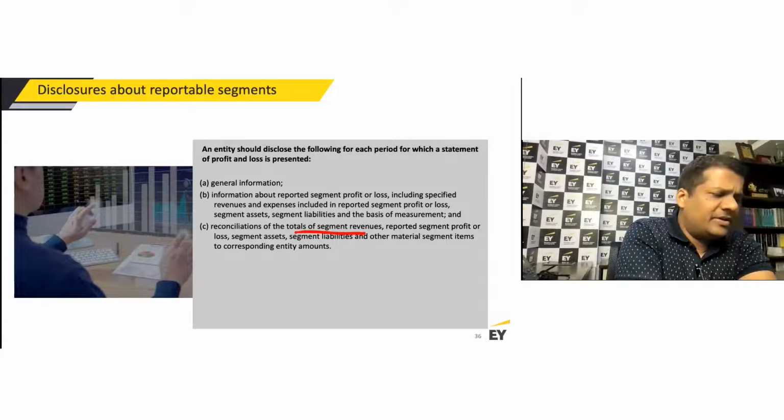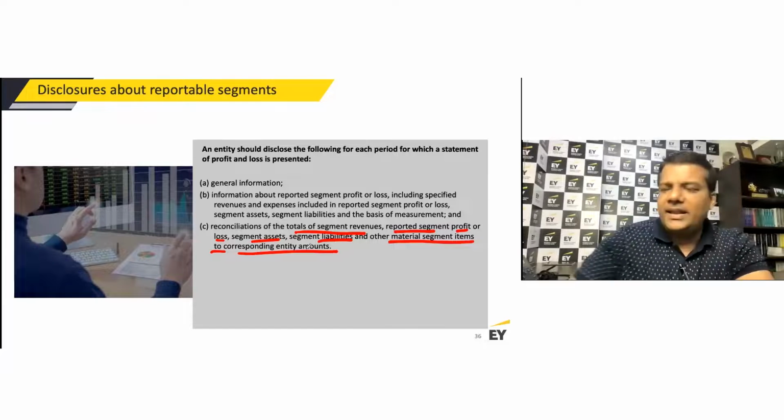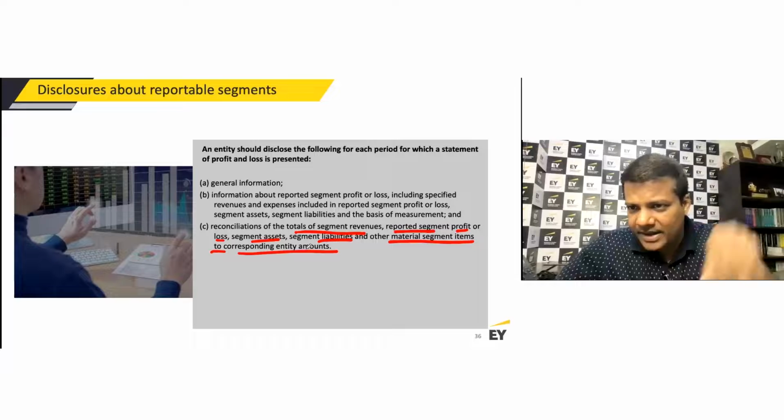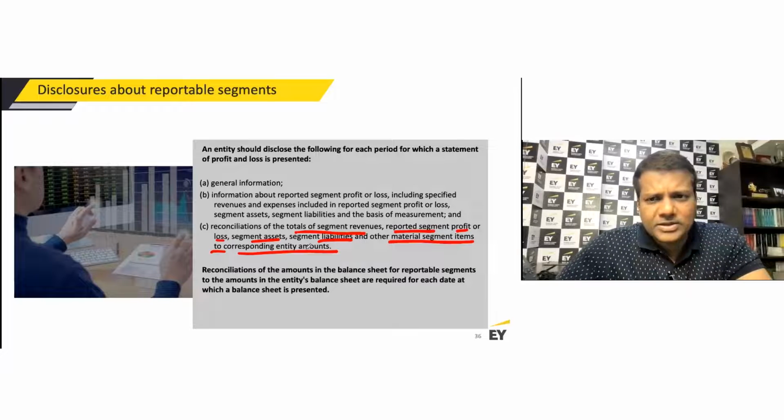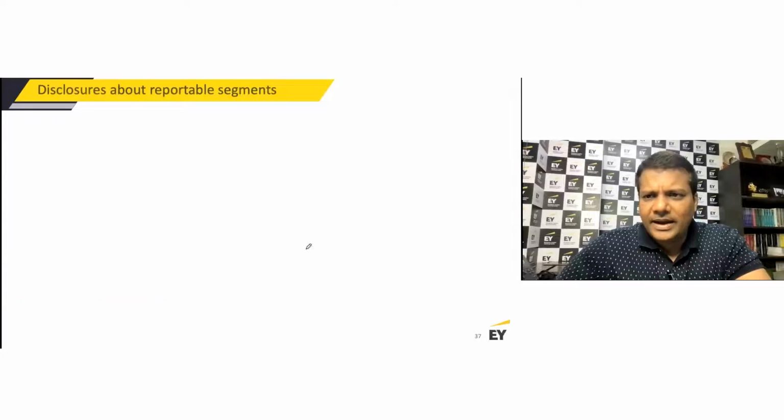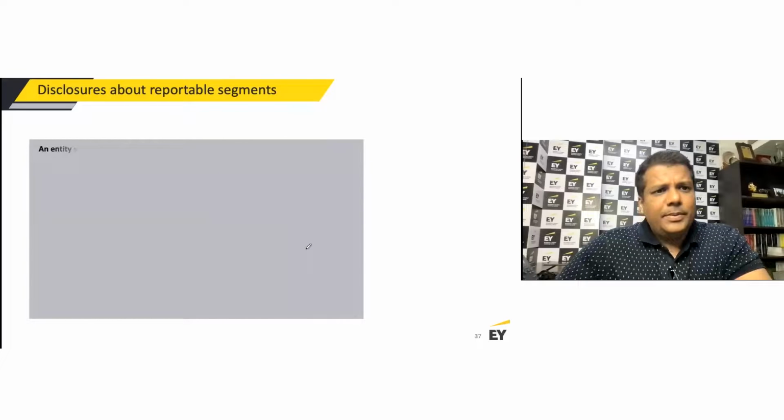Total of segment revenues to reported segment profit or loss, segment assets, segment liabilities, and other material segment items to the corresponding entity amount, which is your broad P&L and balance sheet. So reconciliation of the amount in the balance sheet for reportable segment to the amount in the entity balance sheet are required for each date at which a balance sheet is presented.